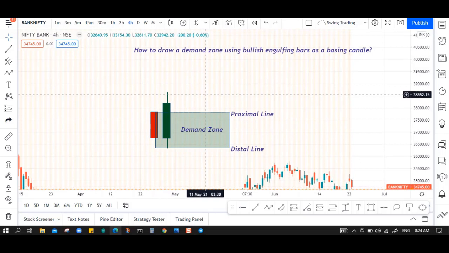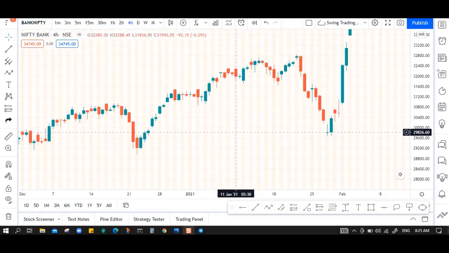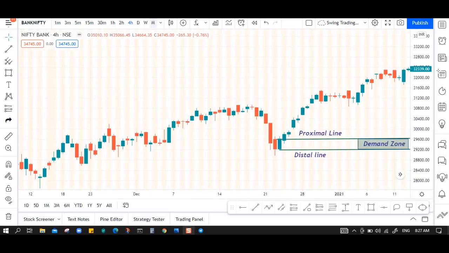Let us try to find some real-time examples. Let me show you with an example here. Are you able to find any bullish engulfing bar as a basing candle here? I will wait for three seconds. Okay, let me draw it for you. Here it is, the proximal line and the distal line. As I said, the proximal line will be the opening price of this first candle, and the distal line will be the lower wick of this green candle, which gives us a demand zone, because this body is totally engulfed by this green candle. So we already got the demand zone.